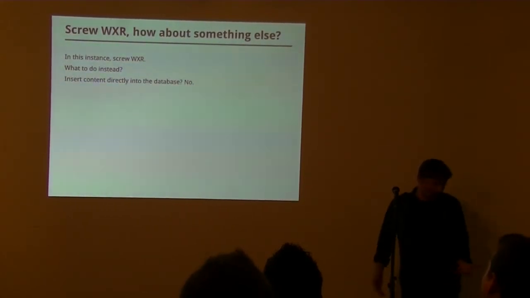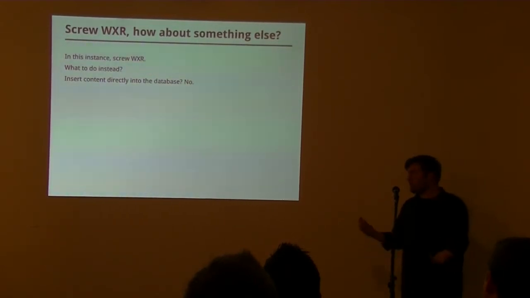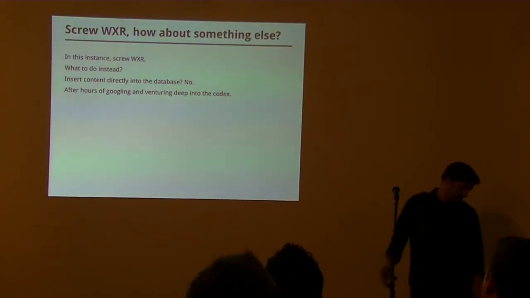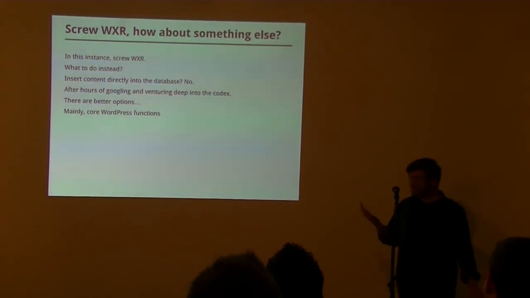And it's like, what can you do? Insert the content into your database directly. It might work if you intend to stay on WordPress version 3.1 or whatever forever, but with auto update, that's also not the way to do it in terms of WordPress ethos. So after hours of Googling and venturing deep into the Codex, there are better options. Mainly core WordPress functions. Why did I not realize this sooner?